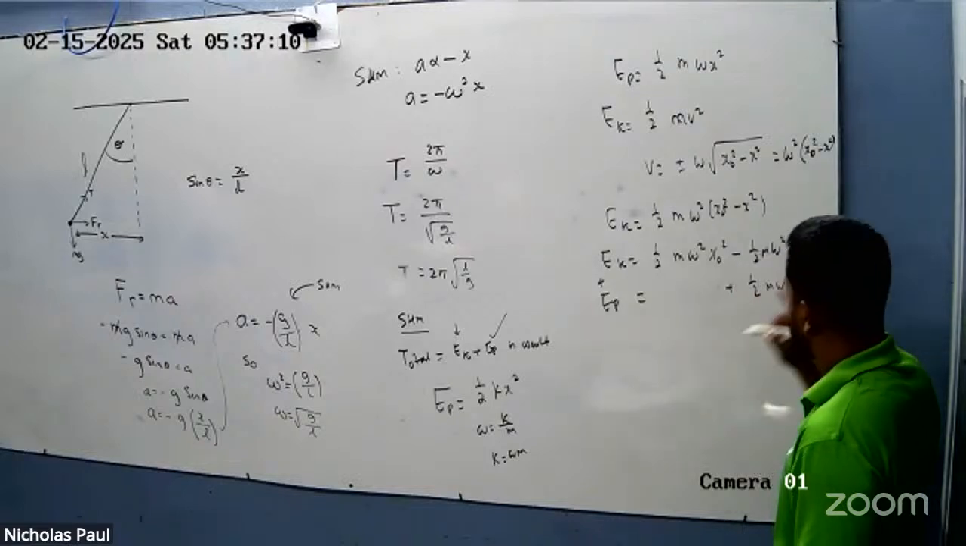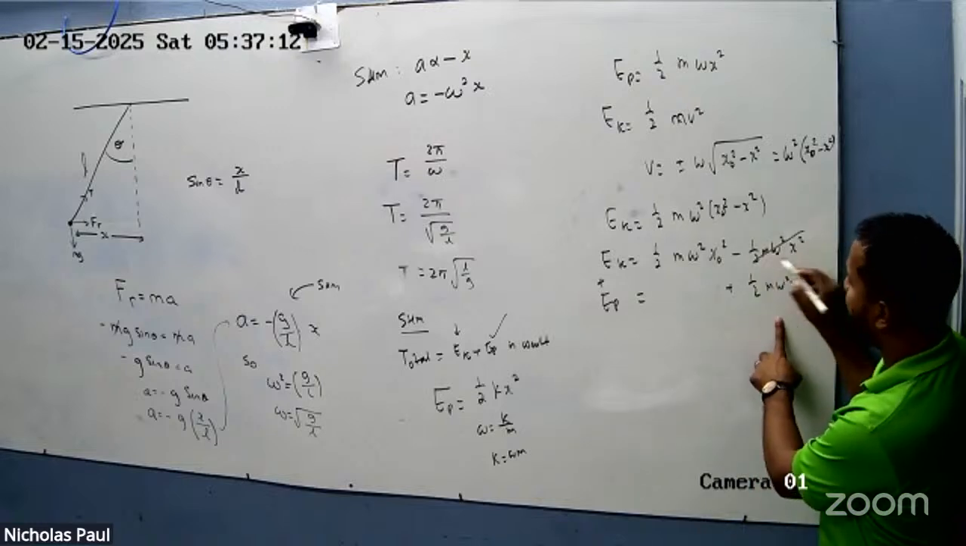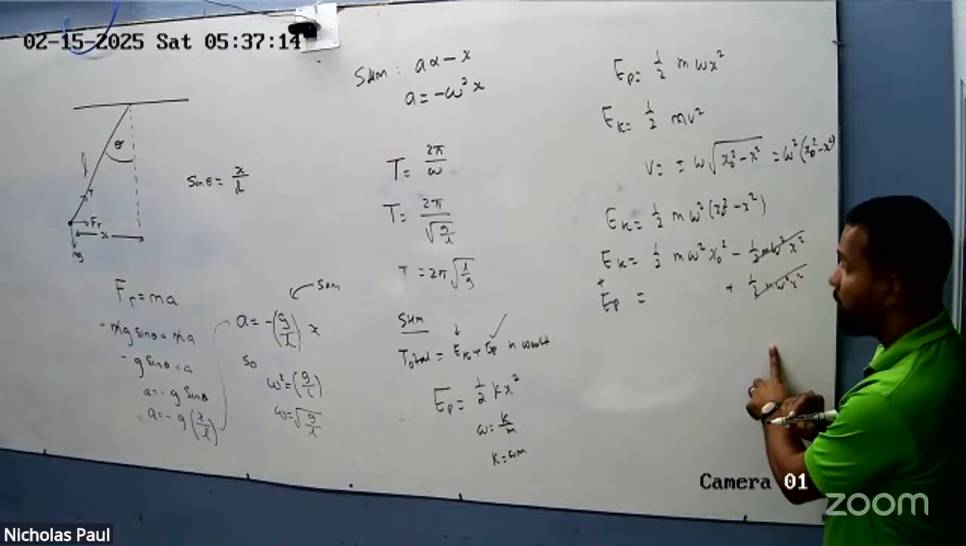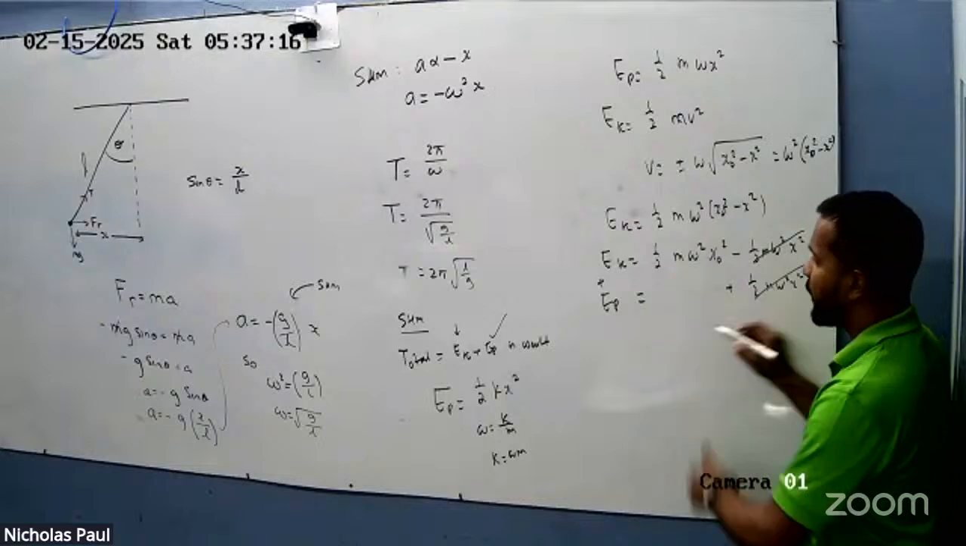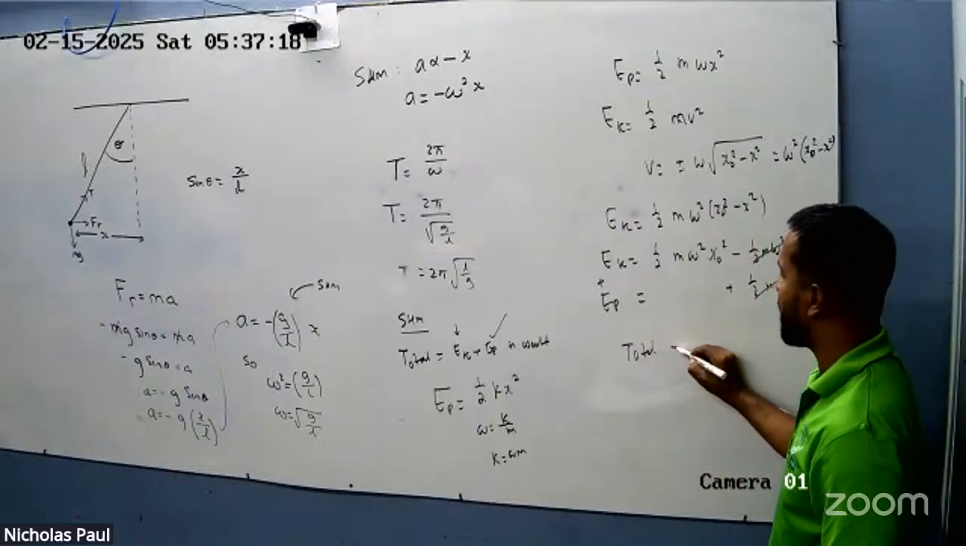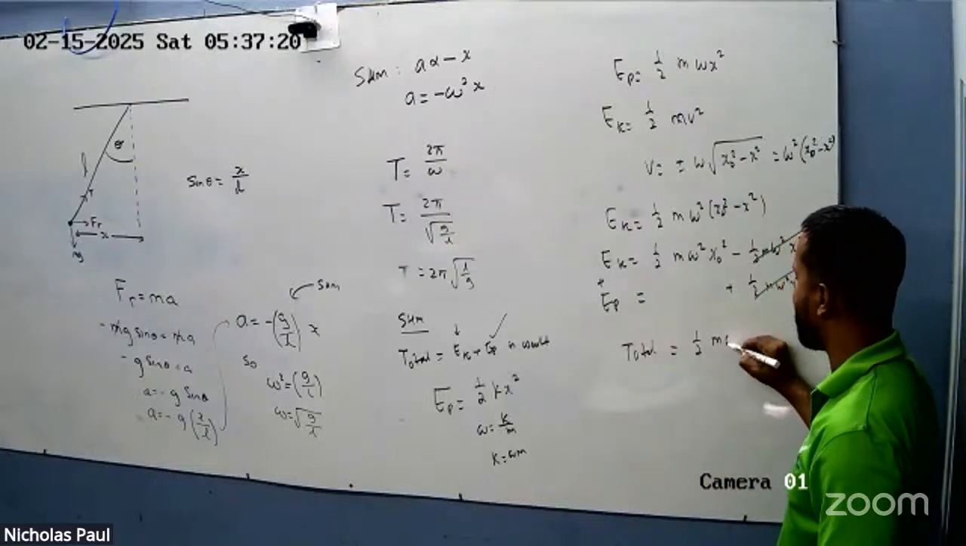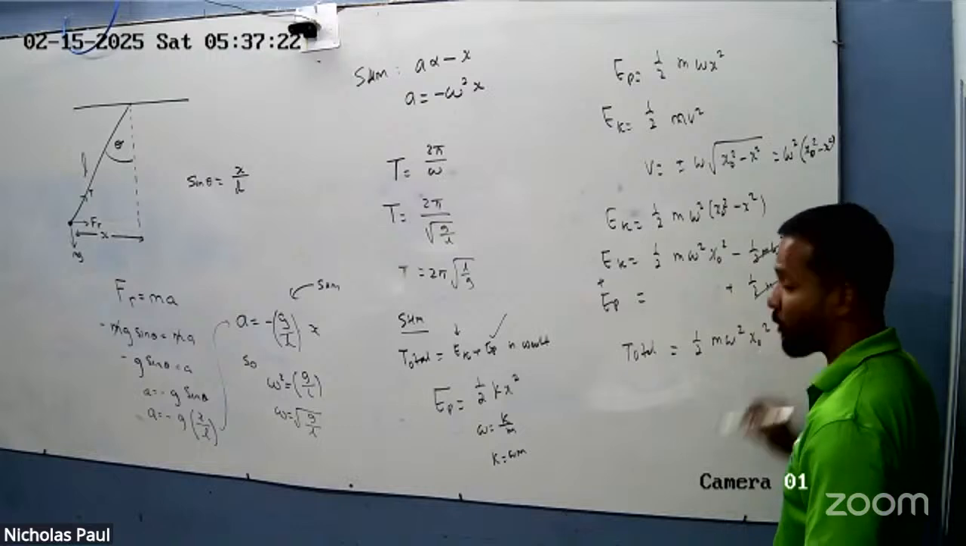All right, I'll check my data. But this will cancel, right? And you will end up with the total energy being a half m omega squared x naught squared.